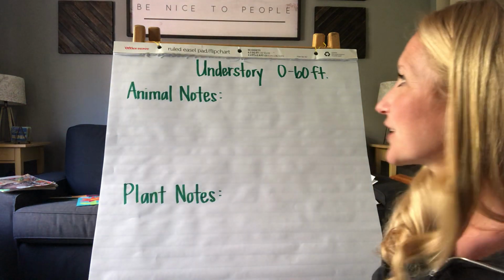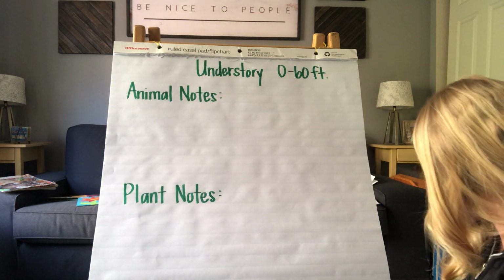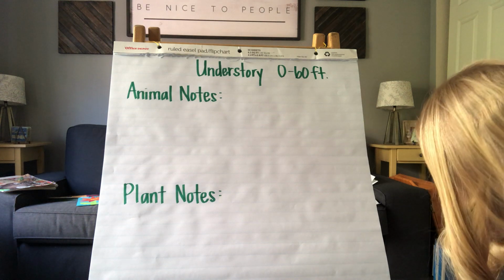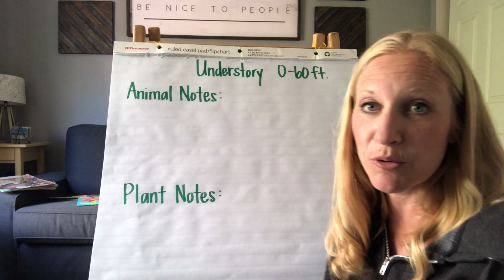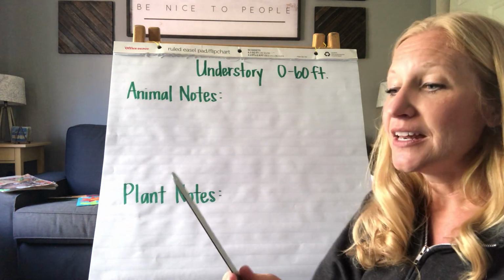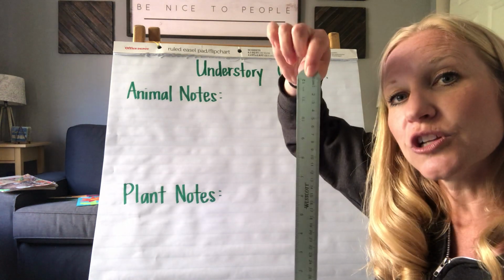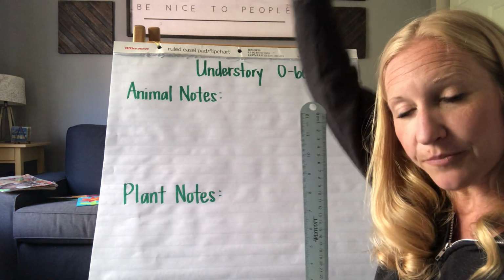The understory is 0 to 60 feet. So again, this is where measurement is so important when we talk about it. We actually give a measure to it. So remember, the forest floor was 0 feet because that's the very bottom. Now we're talking 60 of these rulers stacked on top of each other.